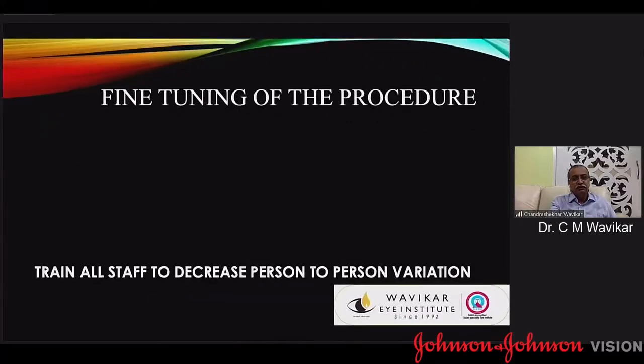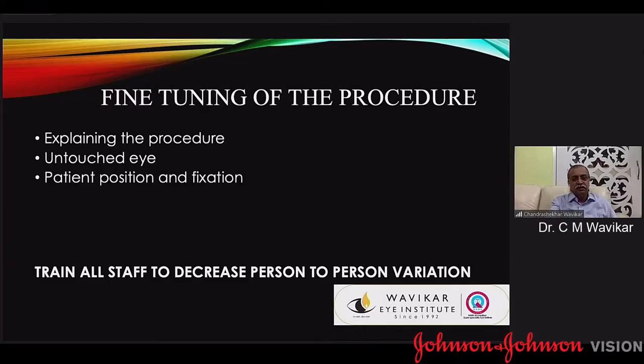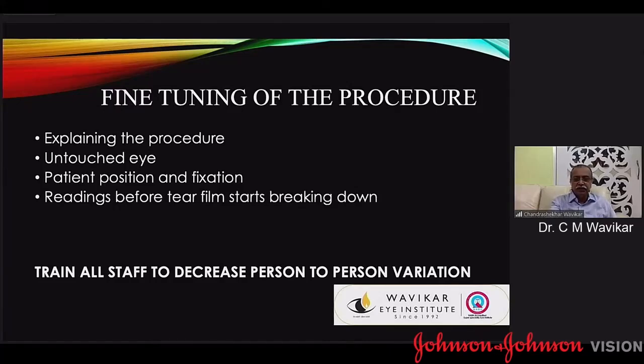So, fine-tuning the procedure. Explaining the procedure to the patient helps us a great deal. Take all the readings in an untouched eye, paying detailed attention to focus, patient position and the fixation. Readings are to be taken before the tear film starts breaking down. That is, if a patient has a TBUT of 5 seconds, you had better take the reading within 5 seconds after the last blink. Then we have to take readings in a way that you get three similar readings.